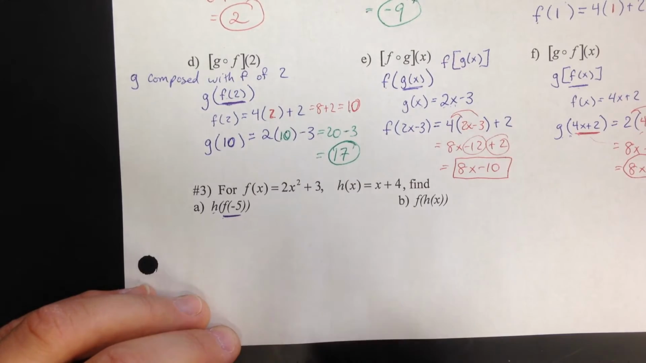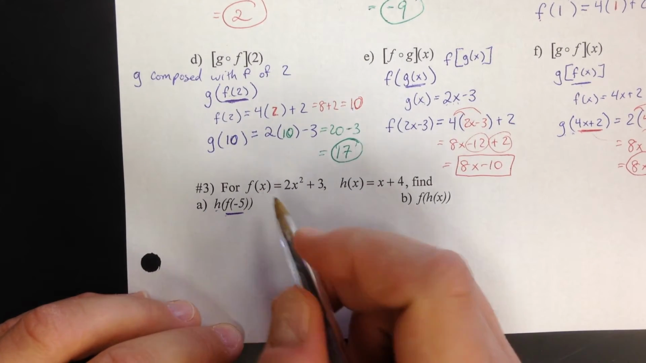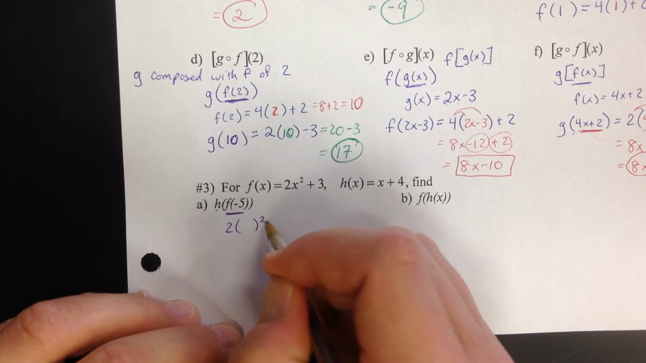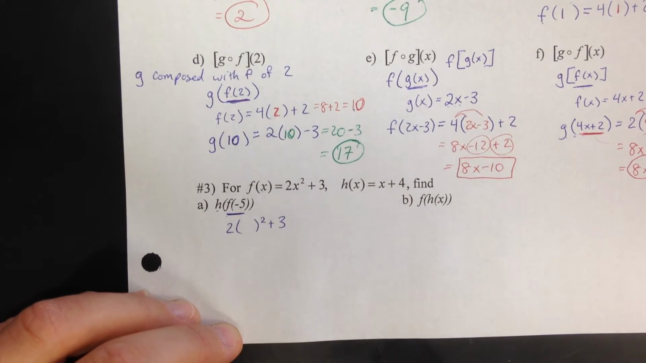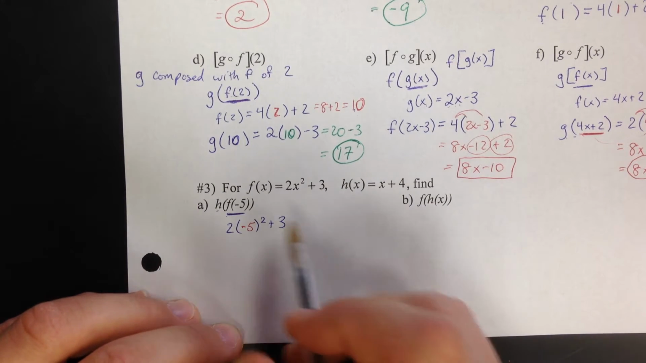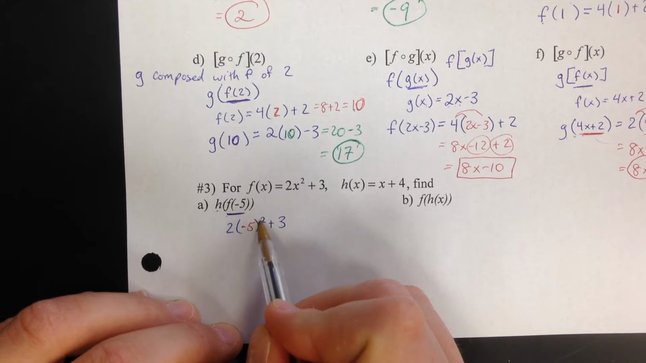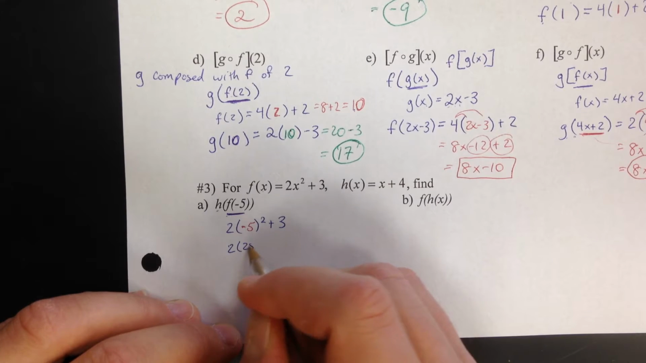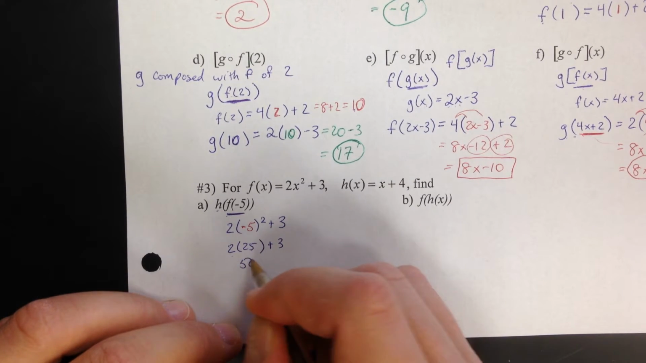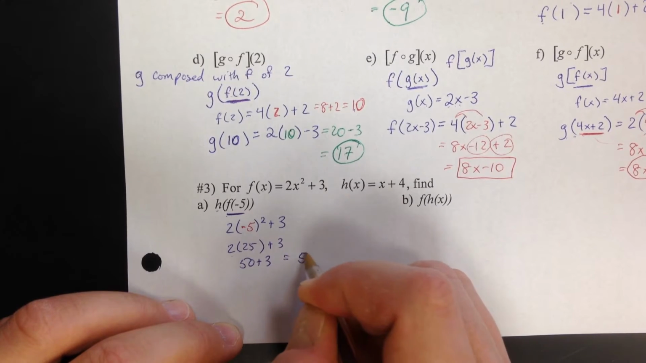So we're going to start with f of negative 5, the f function. Well, the f function is 2x squared plus 3. Now we're going to substitute negative 5. First thing you would do is you'd square. When you square negative 5, you get 25. 2 times 25 is 50, plus 3. So what we get here is 53.